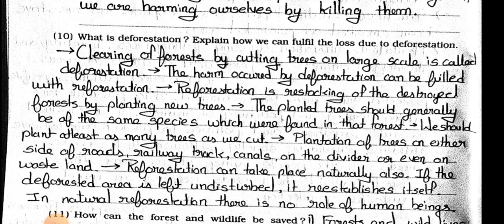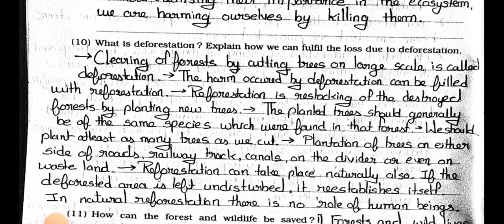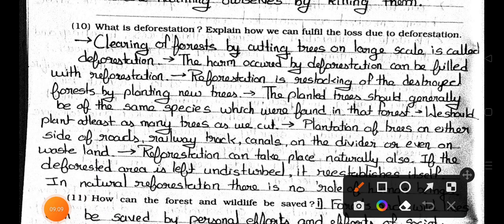Question number 10. What is deforestation? Explain how we can fulfill the loss due to deforestation. Answer is, clearing of forest by cutting trees is called deforestation. The harm caused by deforestation can be filled with reforestation. Reforestation is restocking of the destroyed forest by planting new trees. The planted trees should generally be of the same species which were found in that forest. We should plant at least as many trees as we cut.